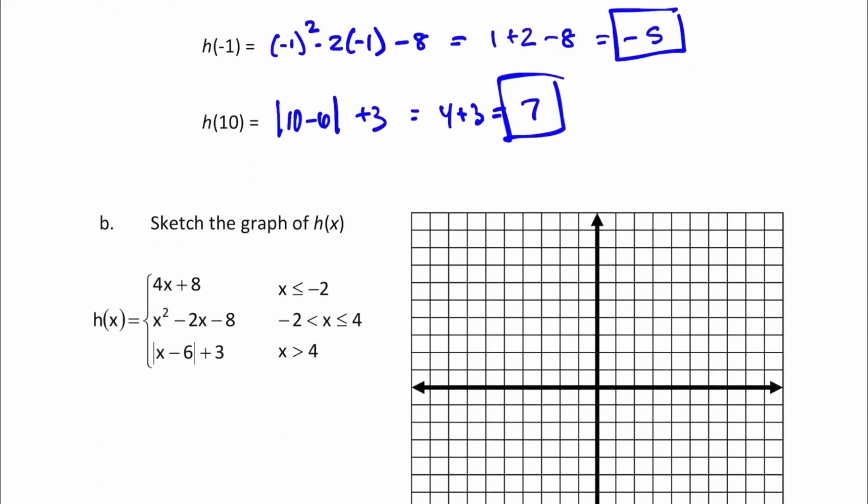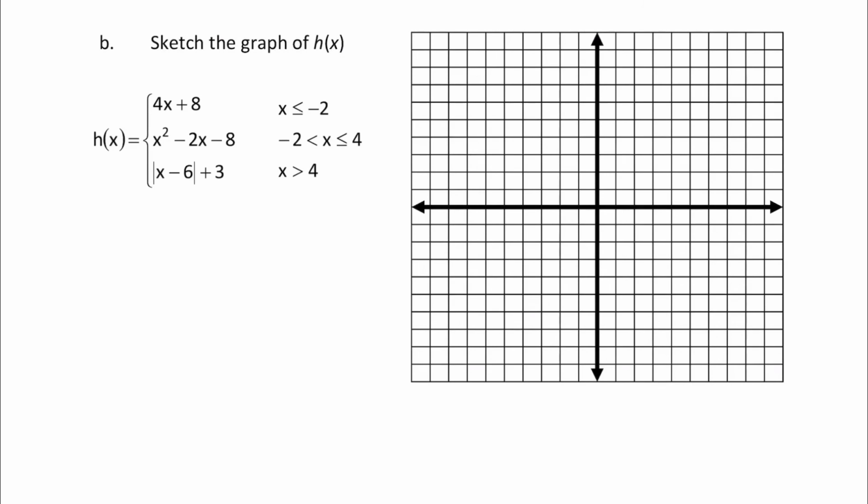All right, let's sketch this graph. So again, you don't have to do this. I kind of do it as a visual. I know the parts are going to change at -2, and I know the parts are going to change at 4. So if you want to kind of highlight, hopefully you've got a highlighter that's a little thinner than this one, but at -2, they'll change, and at 4, they're going to change.